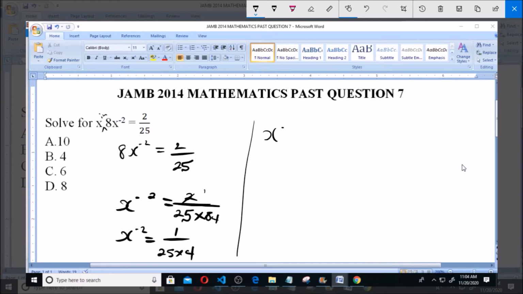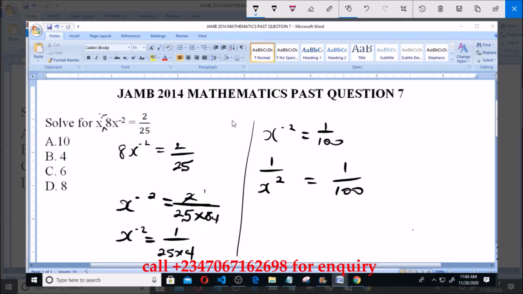Now x raised to the power of minus 2 is equal to 1 all over 100, because 25 times 4 will give us 100. So x raised to the power of minus 2 is equal to 1 over 100. That means 1 all over x raised to the power of 2 is equal to 1 all over 100. X raised to the power of minus 2 is the same as 1 all over x raised to the power of 2, which is equal to 1 over 100.